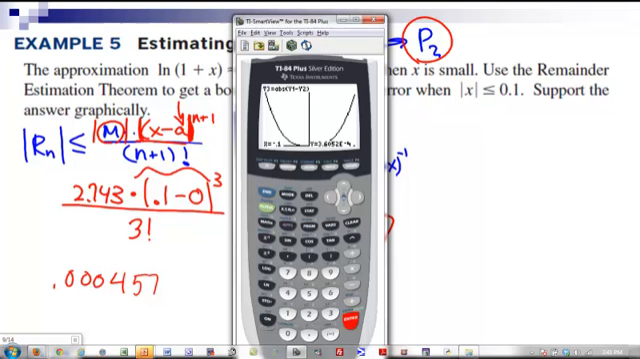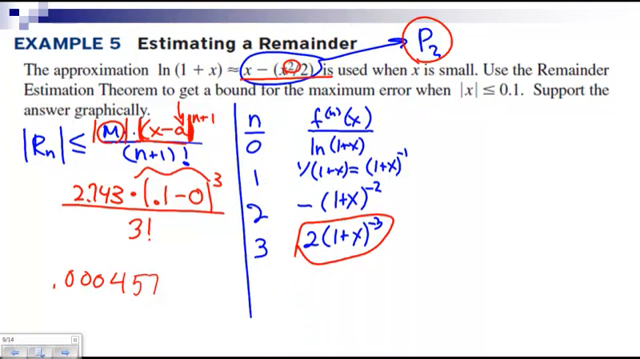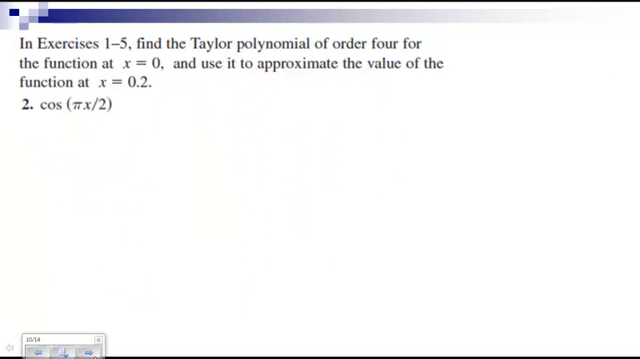All right, I want to try this again. Let me see what the next one is. Yeah, here we go. Here's a function, cosine of pi x divided by 2. I would like to use the 4th order Taylor polynomial to estimate the value of this function at x equal to 0.2.